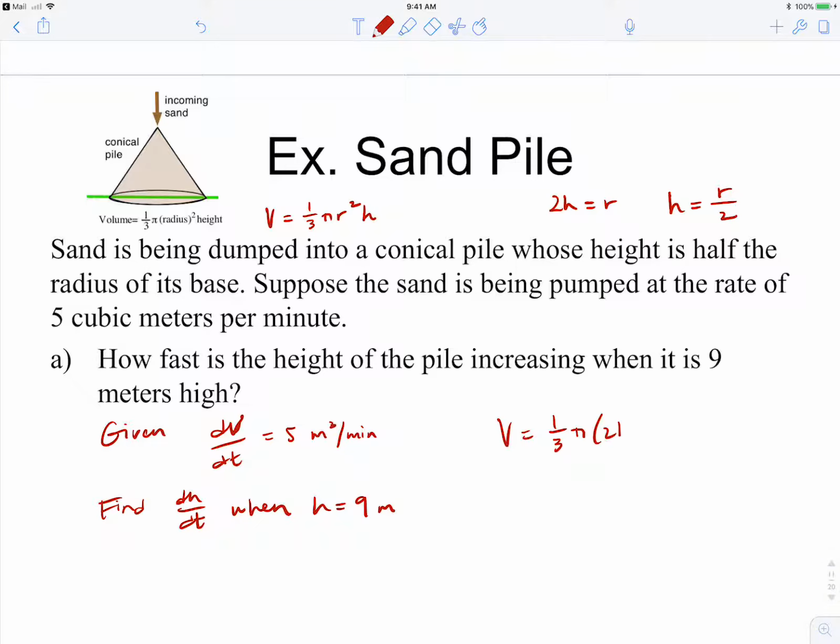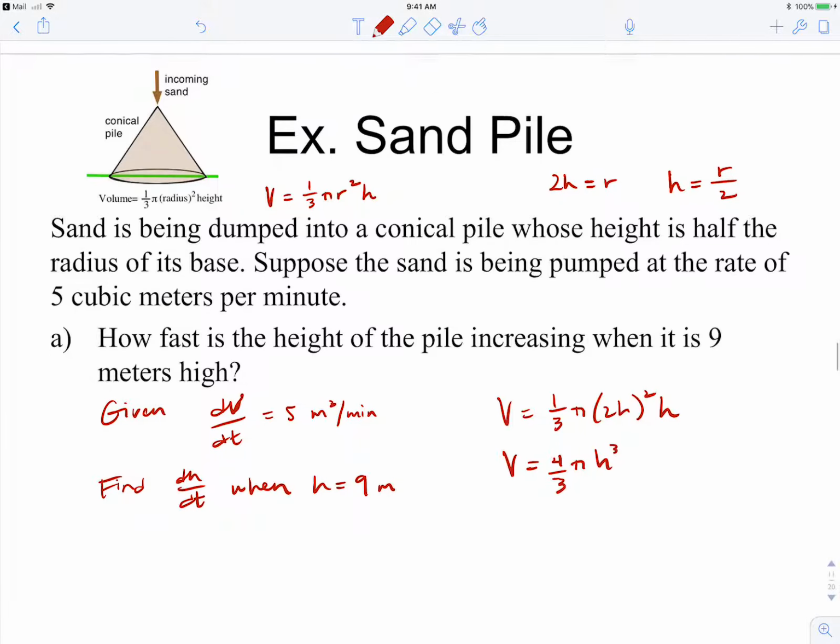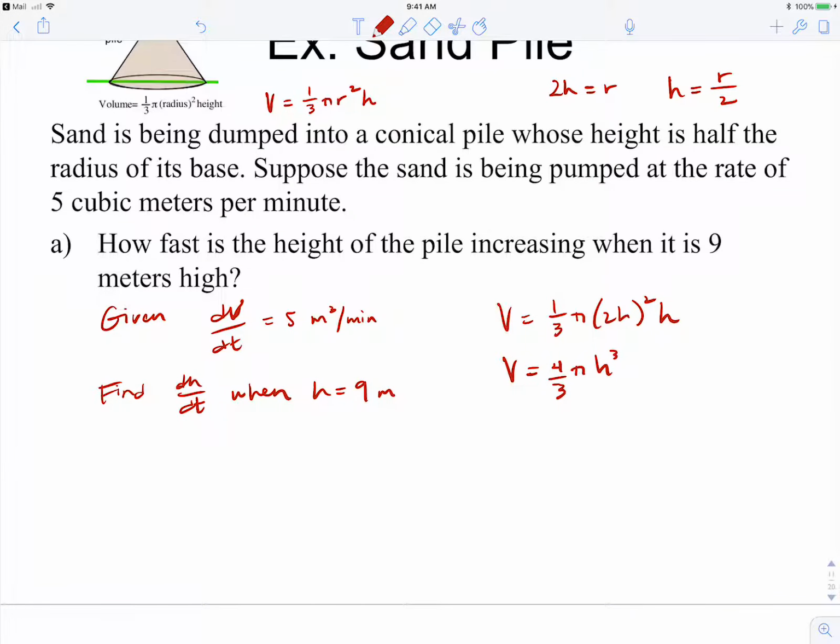So (2h) squared times h. I'm just replacing the r with 2h. And when we simplify, we would end up with 4/3 pi times h cubed. So we've stated what we're given. We've stated what we need to find. And we have our equation. So we're ready to take the derivative with respect to t of each side of the equation.